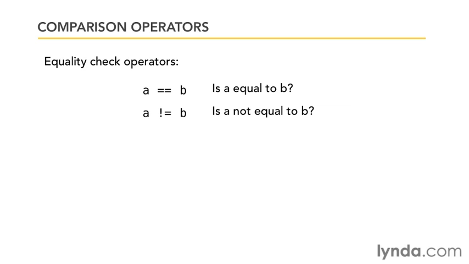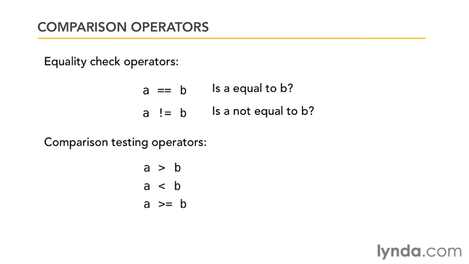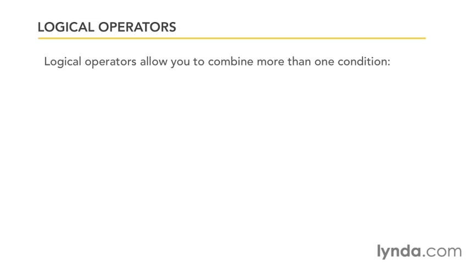And as you might expect, there are also operators for comparison testing to see if there are larger or smaller numbers. We can do things like A larger than B, A less than B, A larger than or equal to B, and A less than or equal to B. The logical operators, such as and or, allow you to combine more than one condition. So for example, the and operator we can use to see if A is equal to B and C is equal to D. You use two ampersands together, there's no space in there.